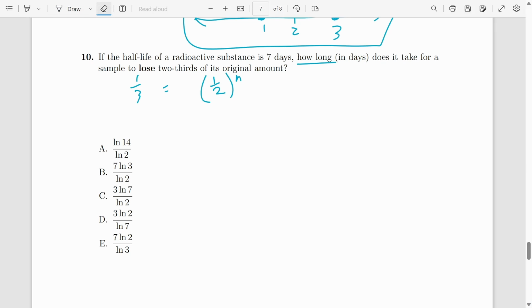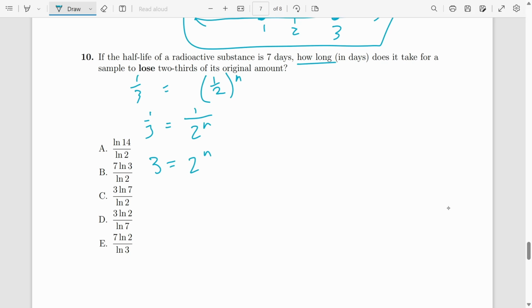Before we do that though, let's realize that taking logs of fractions gets kind of messy sometimes, and you'll see that none of these ln's in the answers here have any fractions. It's ln's of actual whole numbers. So let's rewrite this as a third equals 1 over 2^n, and then we can flip all of the fractions, so this becomes 3 equals 2^n.